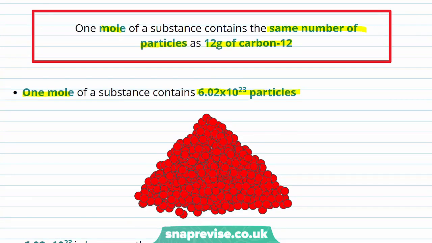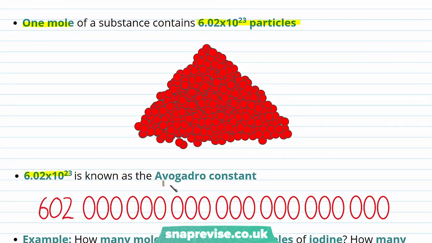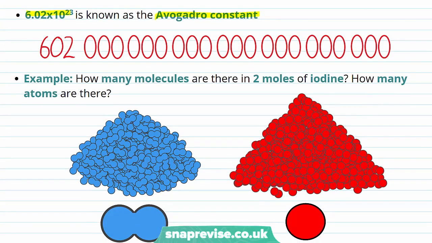1 mole of any substance contains the same number of particles, and this number, 6.02 times 10 to the 23, is known as Avogadro's constant. We usually write 6.02 times 10 to the 23 in this standard form, because it avoids us having to write all of the zeros. Here you can see Avogadro's constant written out in full, showing you that when we're talking about a mole, we're talking about a lot of particles. The important point about the mole is that it's an amount of substance.